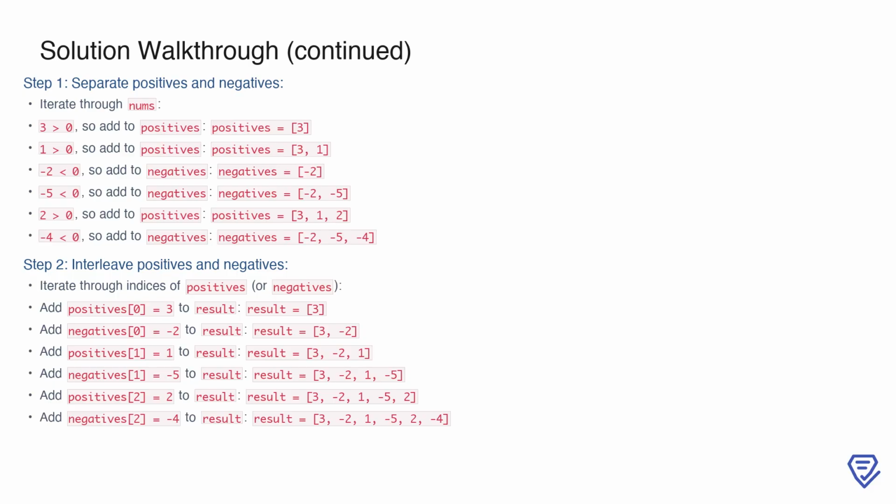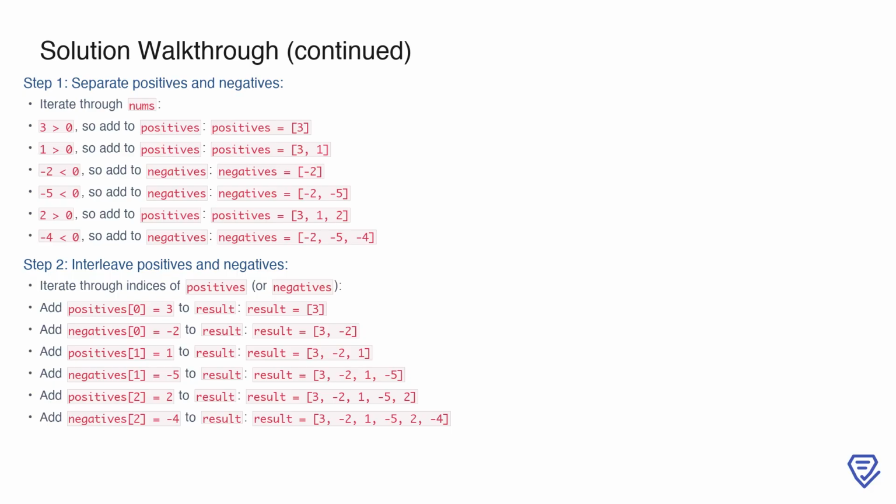For the given input, 3, 1, -2, -5, 2, -4, the first number is 3, which is positive, so it's added to positives, making it 3. The next number, 1, is also positive and is added, updating positives to 3, 1. The third number, -2, is negative, so it's added to negatives, resulting in -2. This process continues for each element in the array, leading to a final separation where positives equals 3, 1, 2, and negatives equals -2, -5, -4.